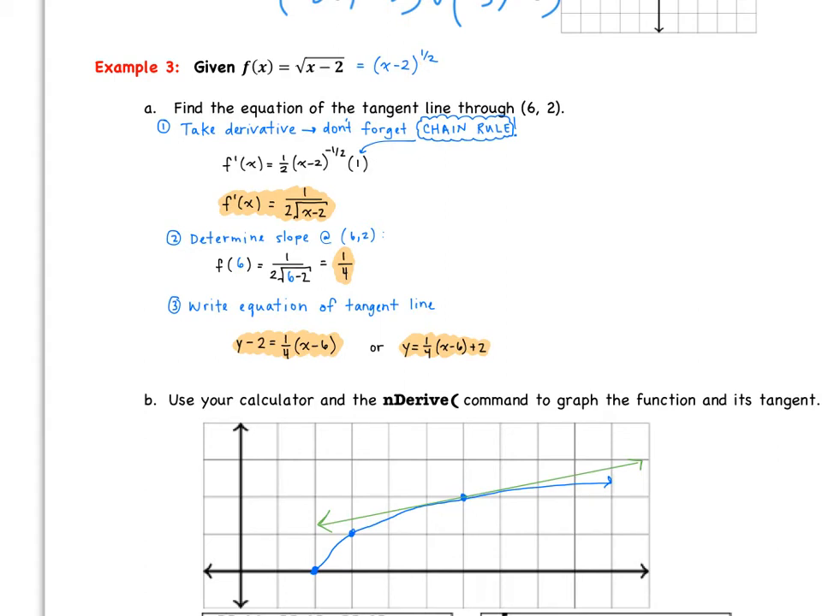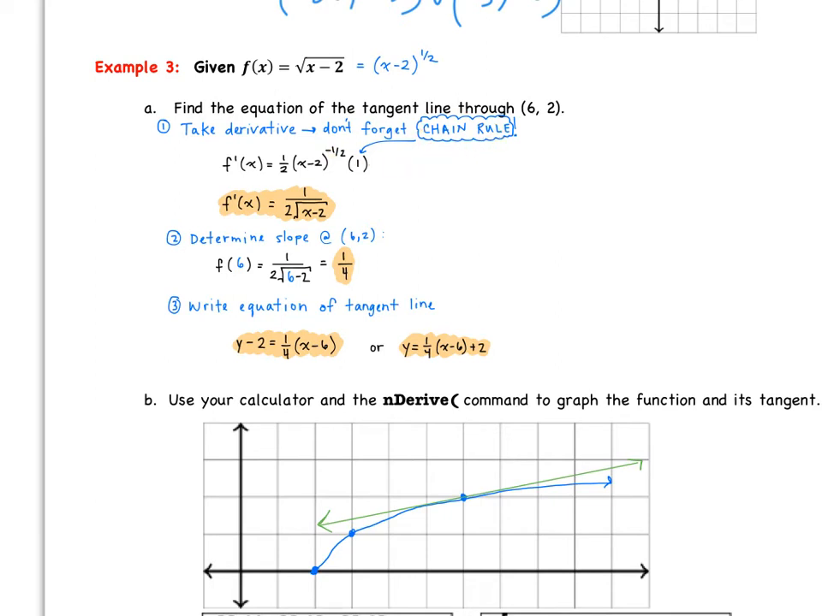All right, so our first goal is to find the equation of the tangent line through this point. When I see find the tangent line, I'm thinking take the derivative. Now, we just talked about the limit definition. The only time you have to use the limit definition of a derivative is when the directions say so. Otherwise, we can use our differentiation rules. One thing we don't want to forget is our chain rule.